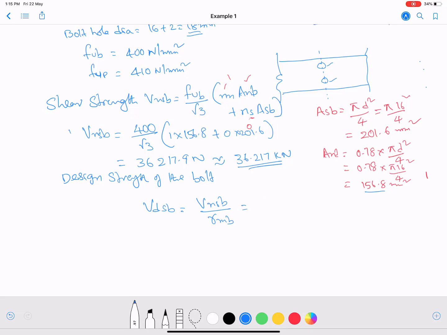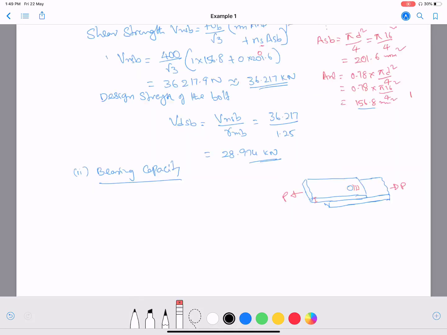That means 36.217 divided by 1.25, which is the partial safety factor, is equal to 28.974 kilonewtons. So this is actually the shear strength of a single bolt. If we have multiple bolts, we need to multiply this by the number of bolts so that you can get the total shear strength of the bolts within that connection.